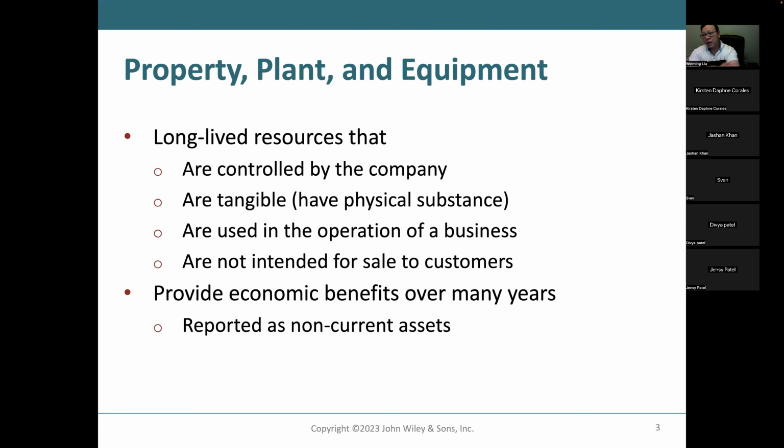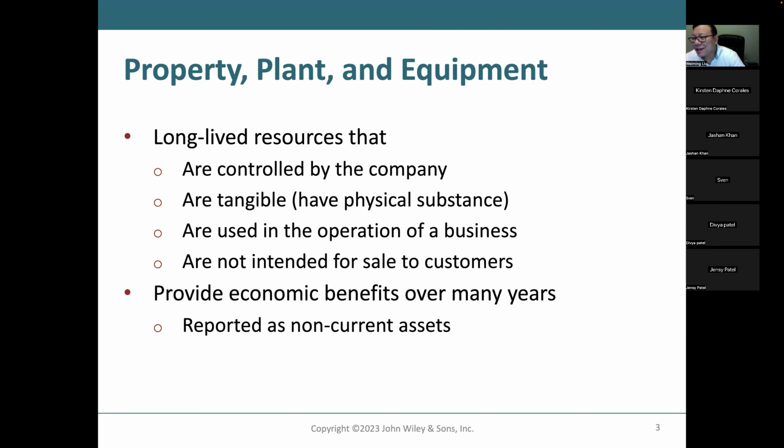So, for example, the University of Lethbridge has the science building. The science building is considered to be a long-lived resource, a long-lived asset. You can see it is controlled by U of L, so U of L can decide how to use the building. Even though it's called a science building, the university can use it for other purposes. It doesn't have to be a science building.